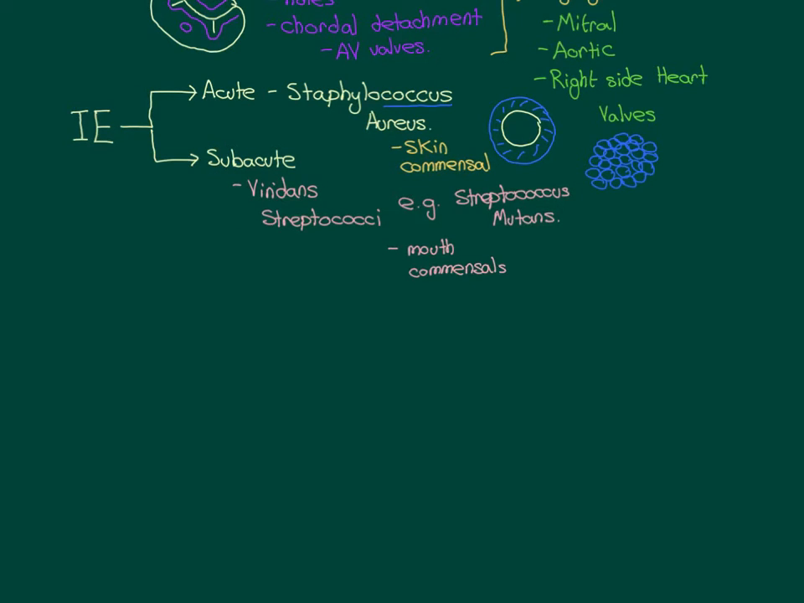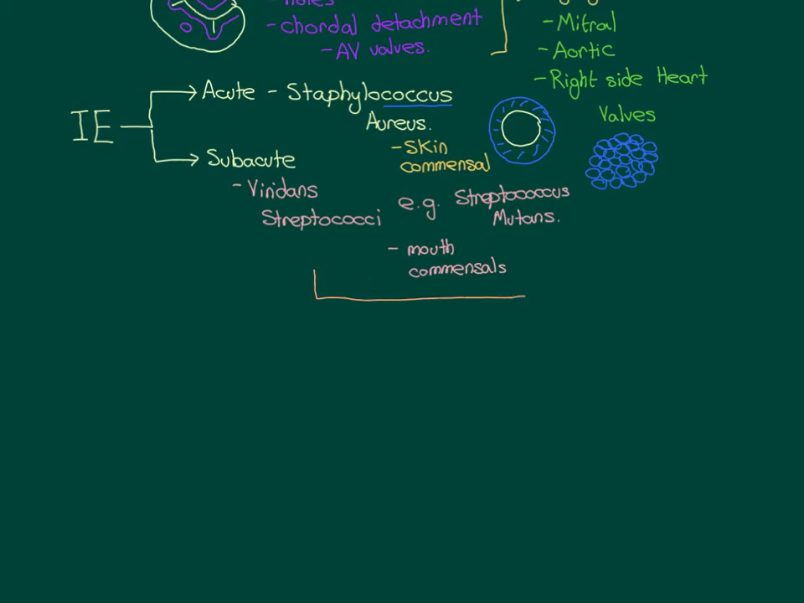Right, so those are the bacteria that can actually cause this. We now need to discuss how these bacteria, one that's a skin commensal and one that's a commensal in the mouth, actually get to the heart. So the whole process begins with bacteremia. These bacteria have to get into the blood. That's how they're going to get to the heart. So we need to discuss how they actually get into the blood.